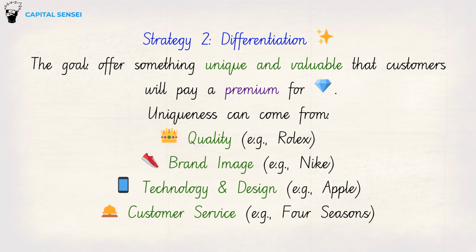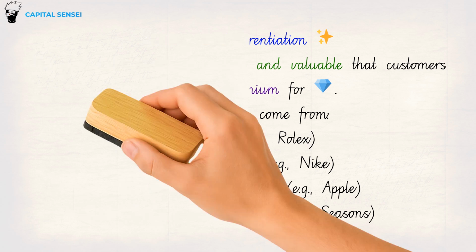This uniqueness can come from many places. It could be the quality of the product, like a Rolex watch. It could be the brand image and marketing, like Nike. It could be the technology and design, like Apple. It could be the customer service, like at a Four Seasons hotel. The key is that the customer believes they are getting something extra that is worth paying more for.